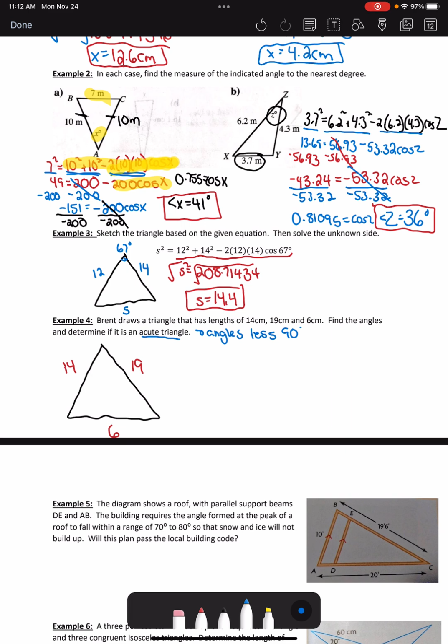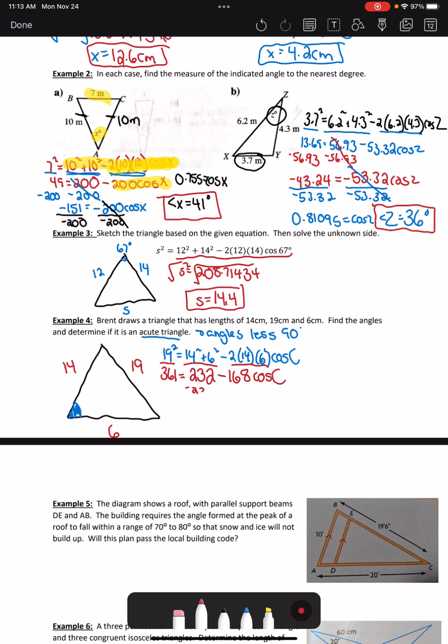Okay, so we can start with whatever angle we want. I'm going to start with this angle right here. So that's opposite to the 19. So I have 19 squared equals 14 squared plus 6 squared minus 2, 14, 6 cos C. Type it in parts. 19 squared on our calculator gives us 361. 14 squared plus 6 squared gives me 232. Minus 2 times 14 times 6 gives me 168 cos C.